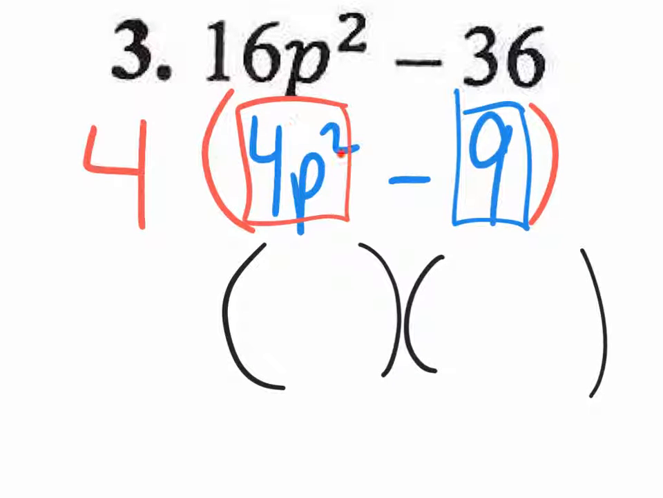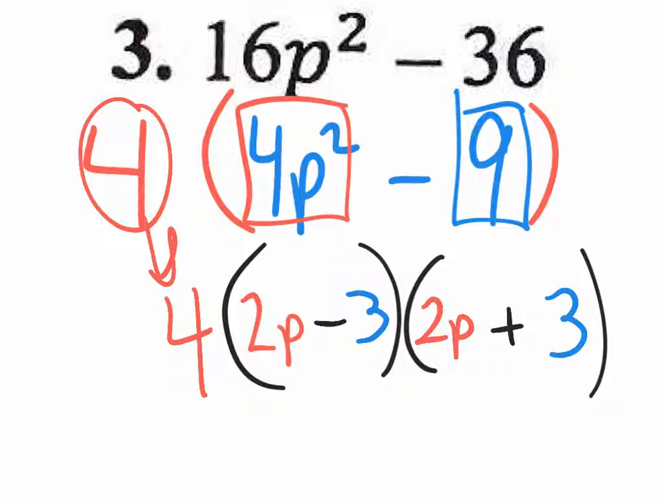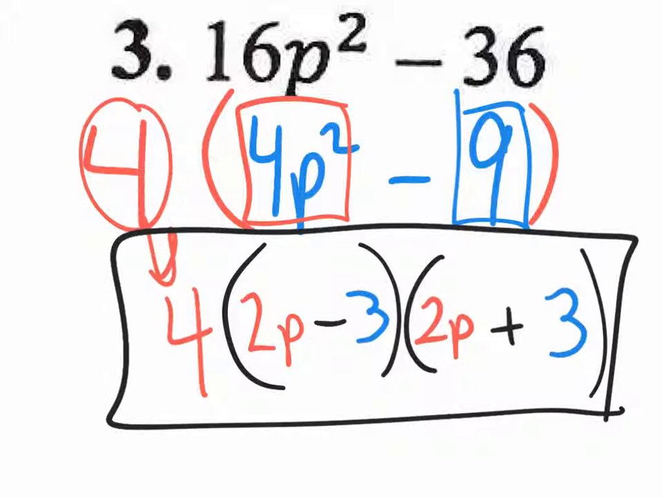So I do the square root of 4p squared. What's that? 2p. And I do the square root of 9. What's that? 3. So I have 2p and 3, 2p and 3. What signs belong in between them? As long as they're different. 1 plus, 1 minus. What about that 4 that's out in the front? You just bring it down. That was the original GCF. Ladies and gentlemen, this is your answer. If you check the back of the worksheet, that's what you'll see. That's the factored form of it.